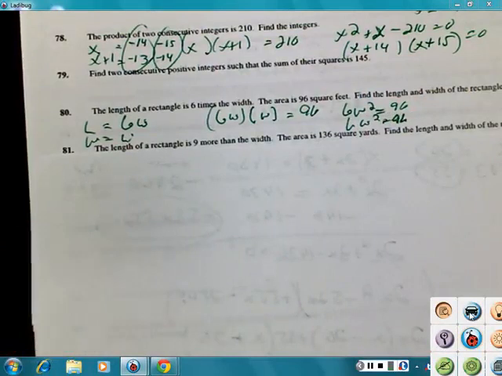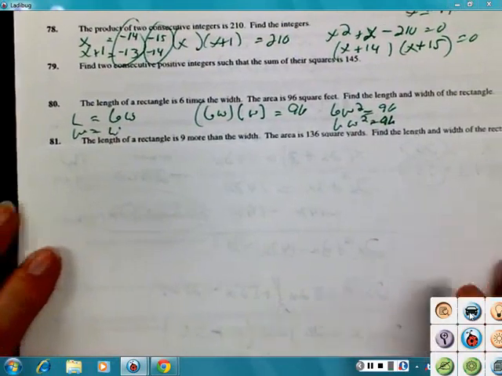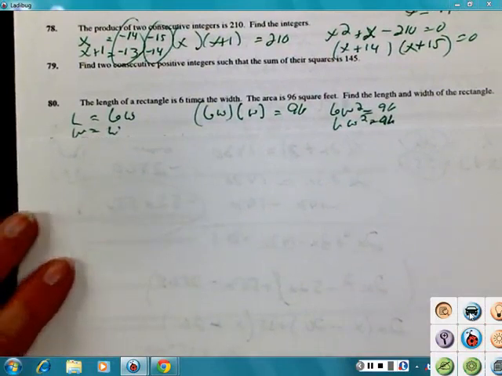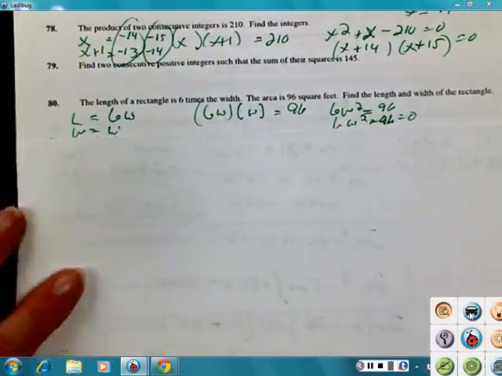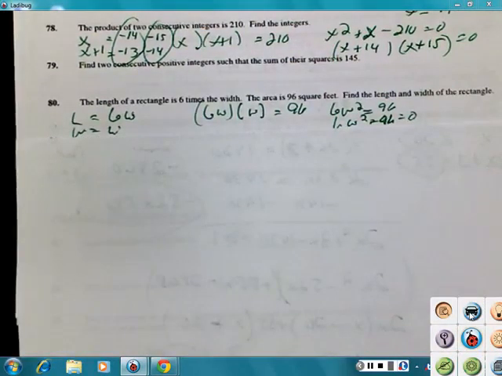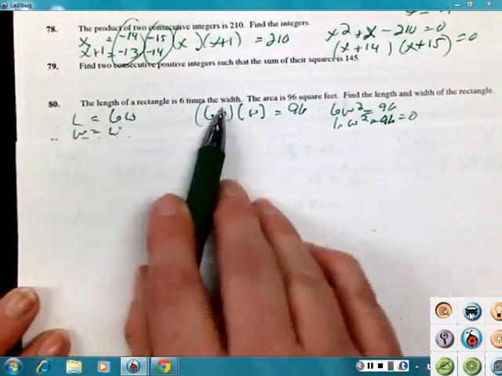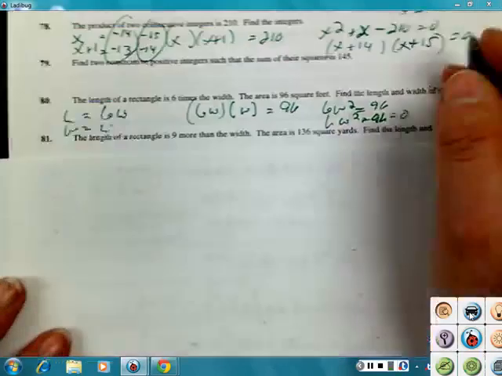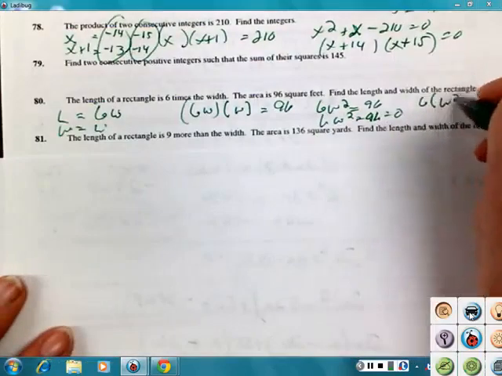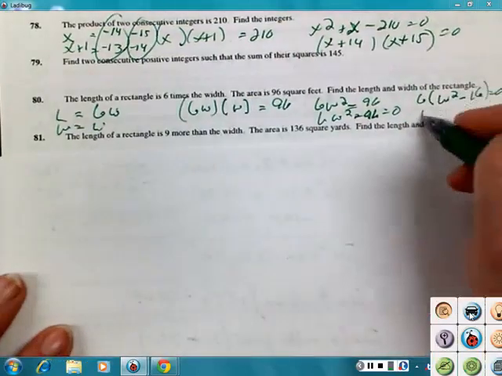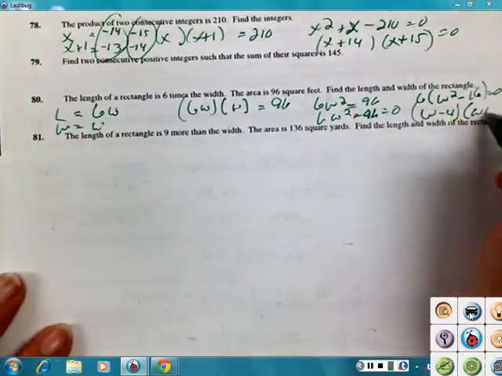Nope. You have a question? Because it's got like the 6w squared. Oh, okay. Yeah, your length is 6w because it's 6 times the width, and your width is w. This means I can factor out a 6 out of here and end up with w squared minus 16. And factor this gives me w minus 4 and w plus 4.